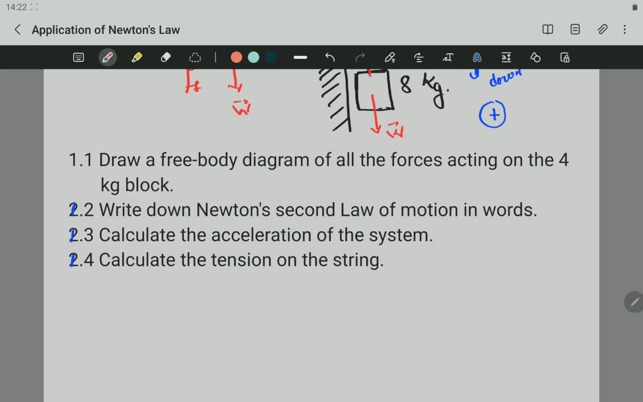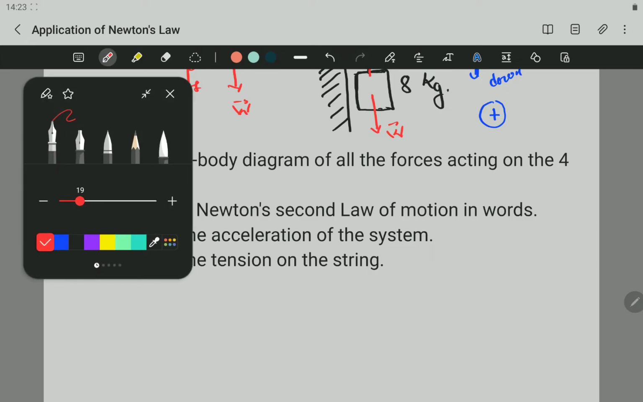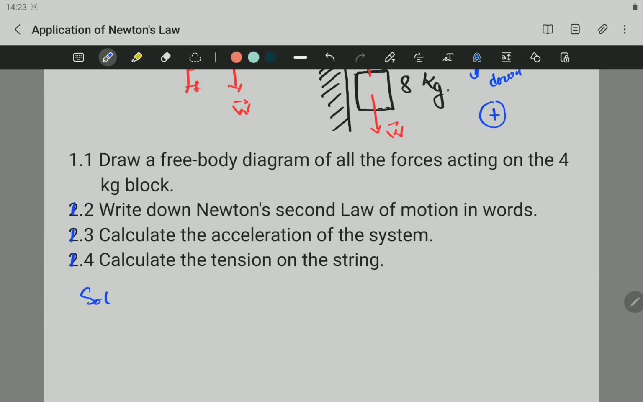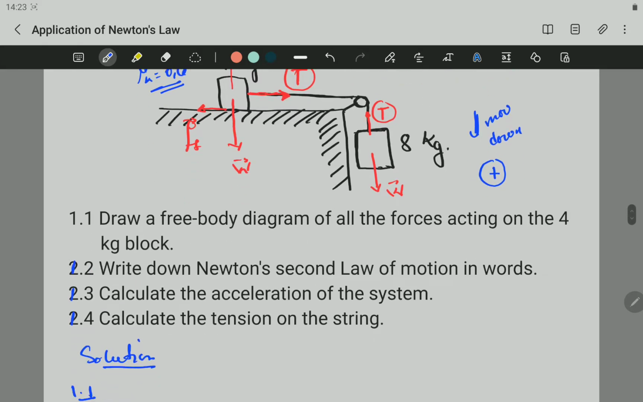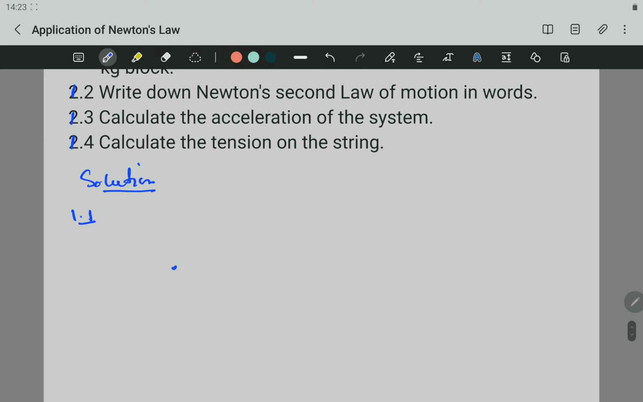Let's write here solution to start answering the questions. So solution. The question 1.1 is to draw the free body diagram for the object of 4 kilogram. So the free body diagram is, there is the dot, what forces are acting there. To the right there is tension. To the left in the opposite direction is going to be frictional force. Pointing upward is going to be normal force. Pointing downward is going to be the weight. Alright, so those are the forces acting on the block.